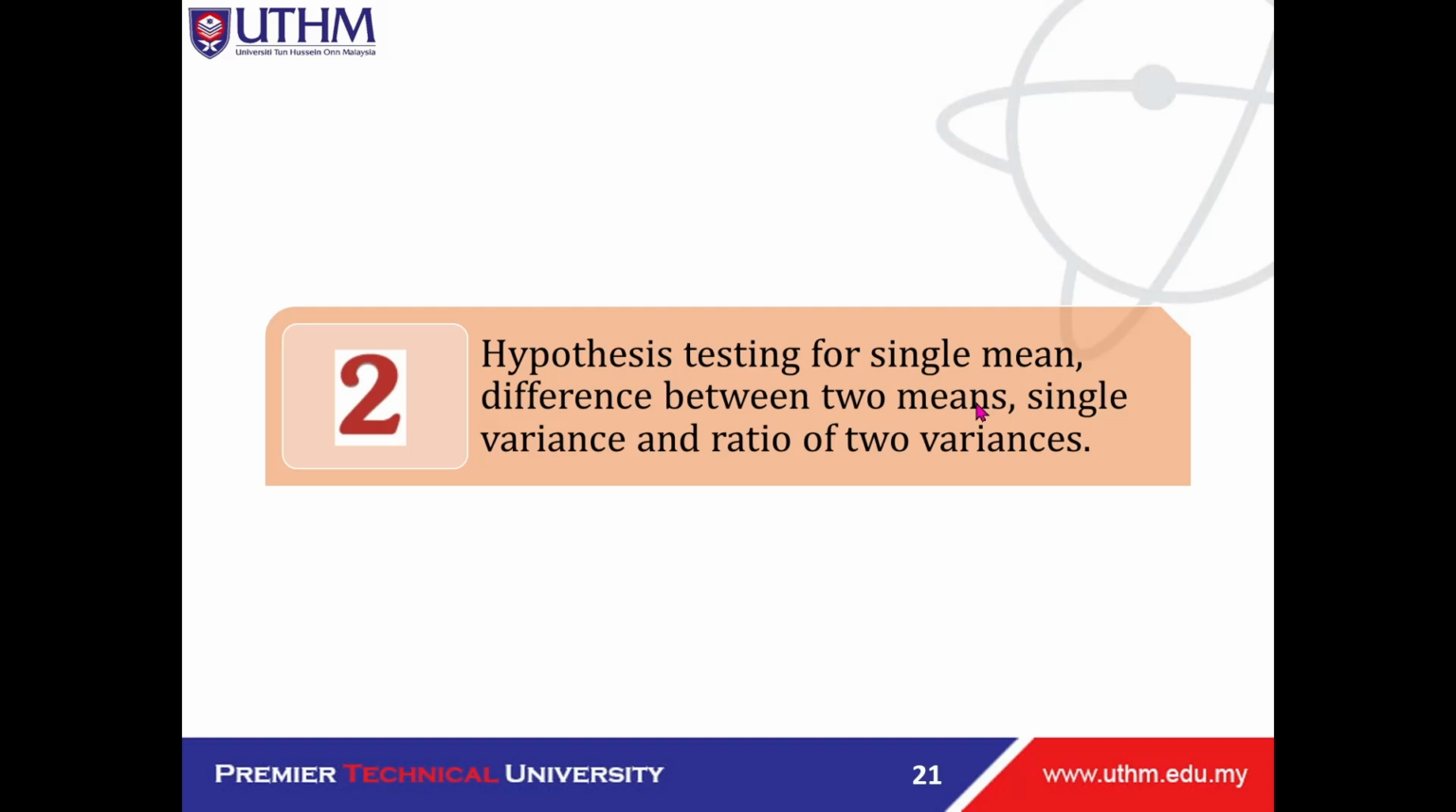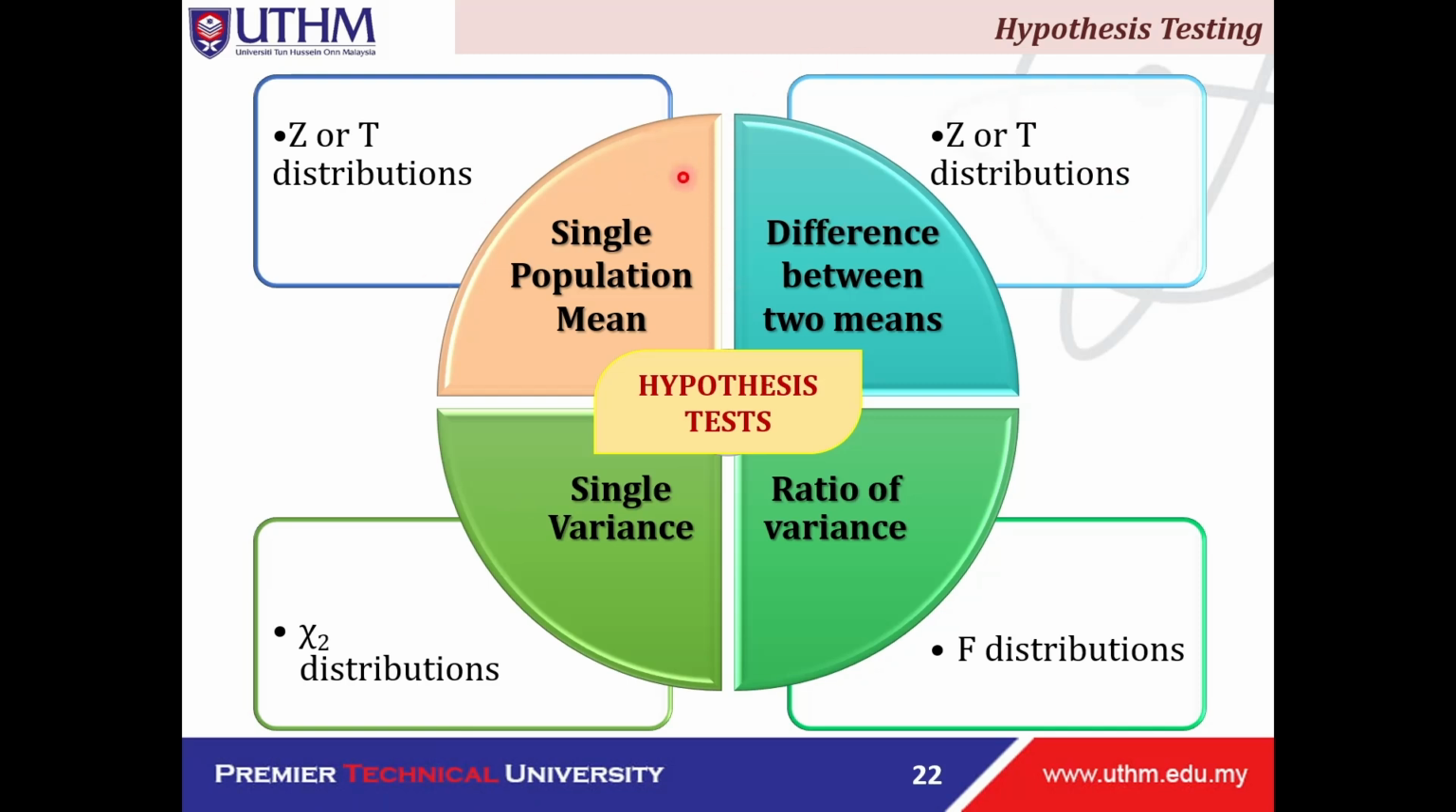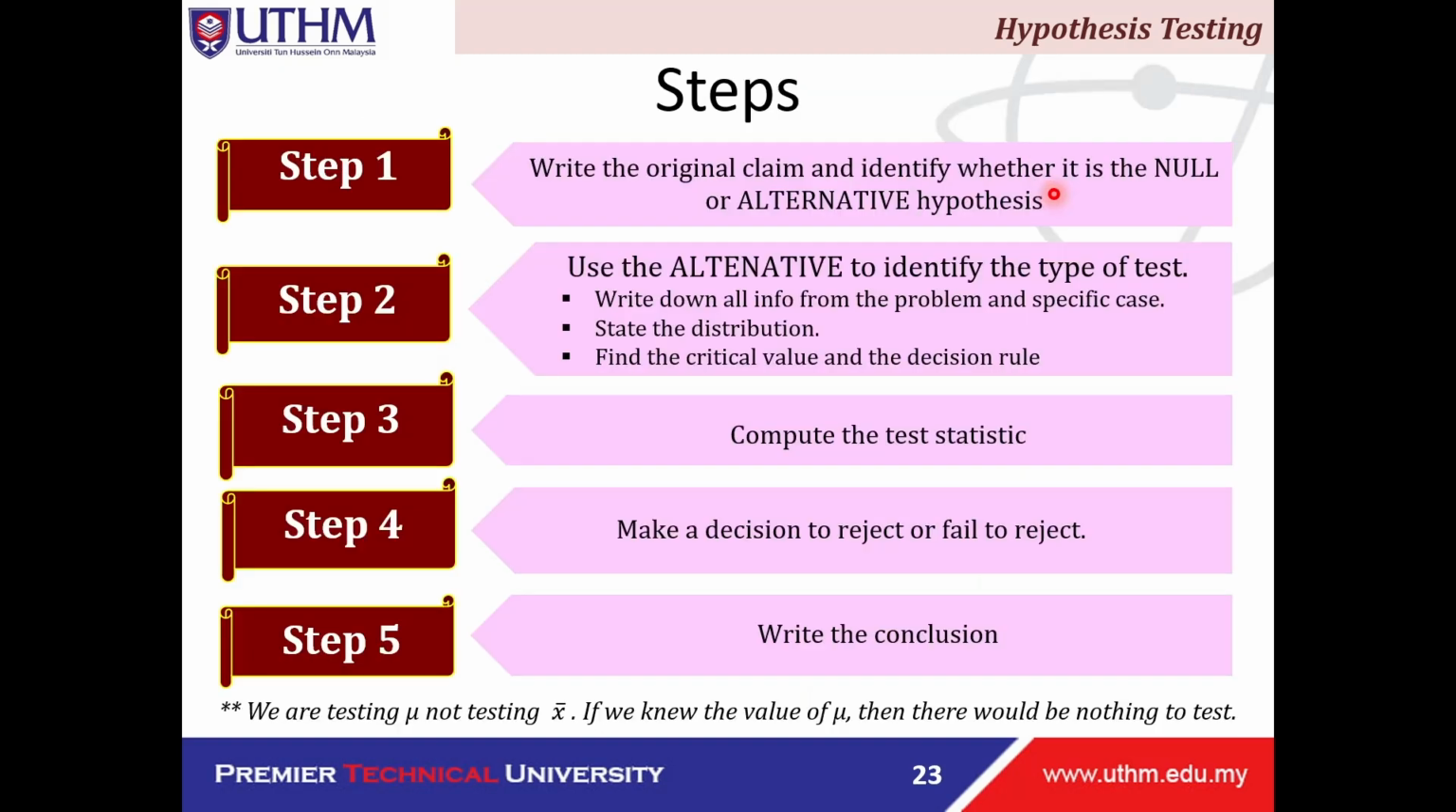Last week we have seen how to do hypothesis testing for a single population mean, using either the Z or T distribution depending on the sample size. Similarly, today we are going to look at the difference between two means, which also depends on the Z or the T distribution, depending on the sample size.